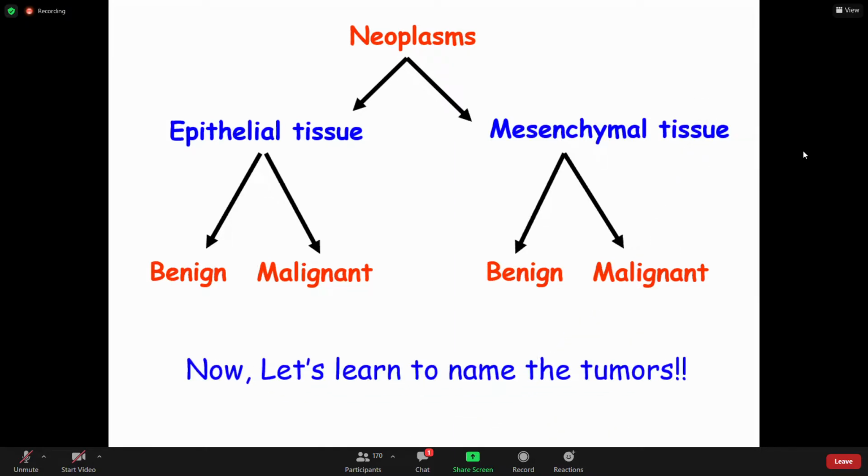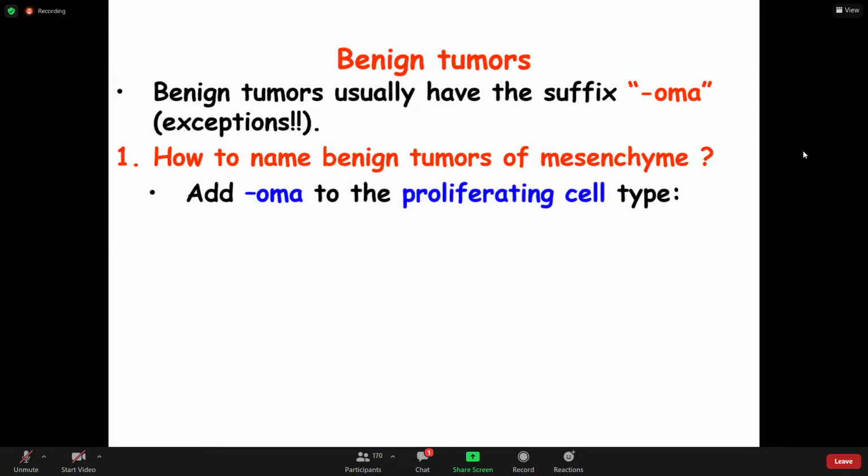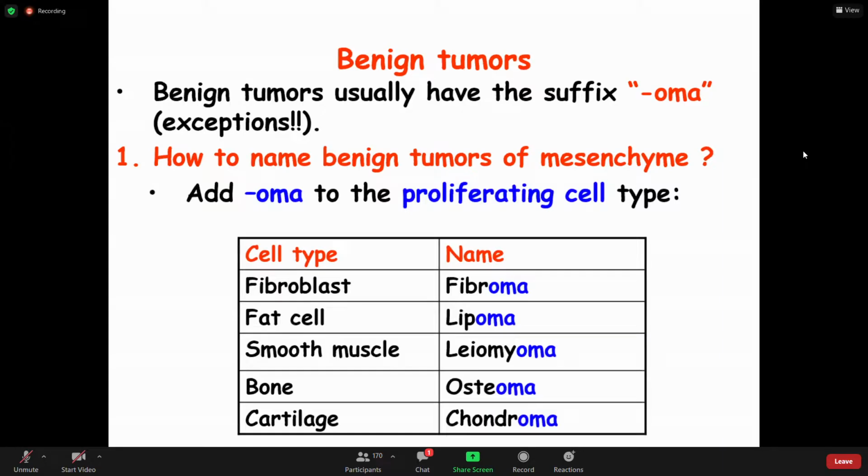All right, so now nomenclature. How do you name those tumors? Starting with benign tumors, of course, there is not a fixed rule that you will apply in all circumstances, but there is what is most common. So for benign tumors, you add an -oma to anything, and that is going to result in the name of a benign tumor. An example of that: fibroblast, if you add to it -oma, fibroma, and that is going to be a benign mesenchymal tumor.